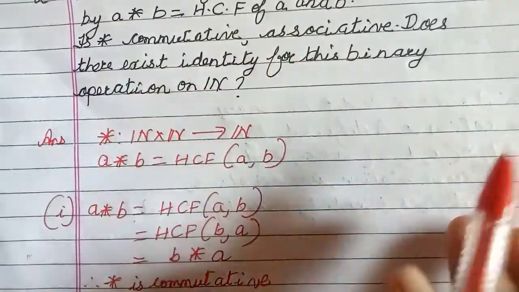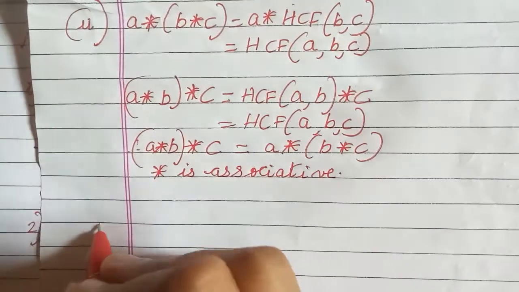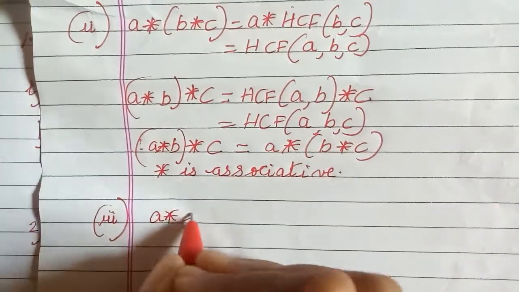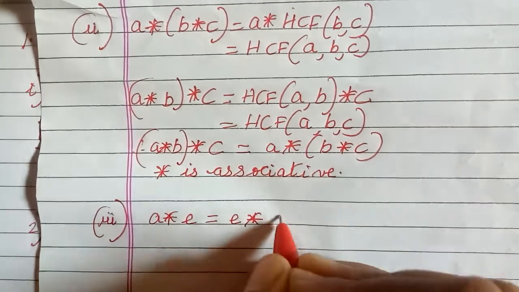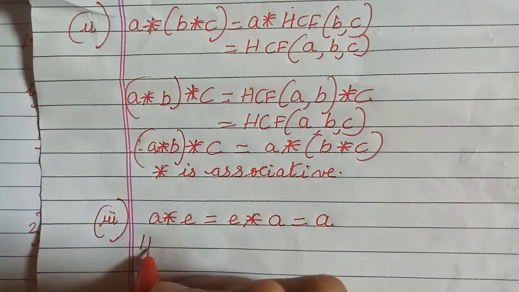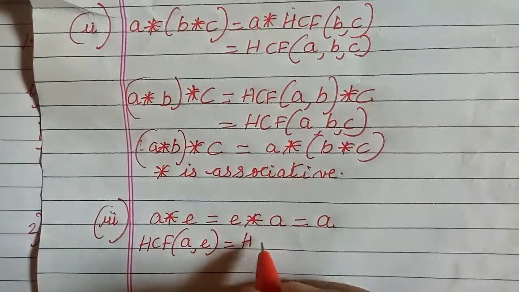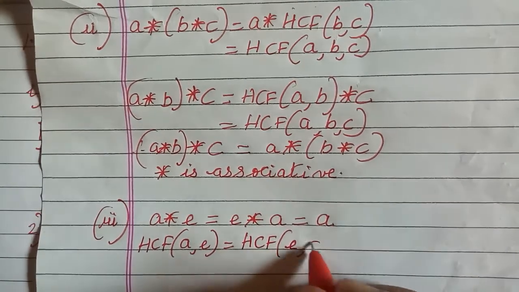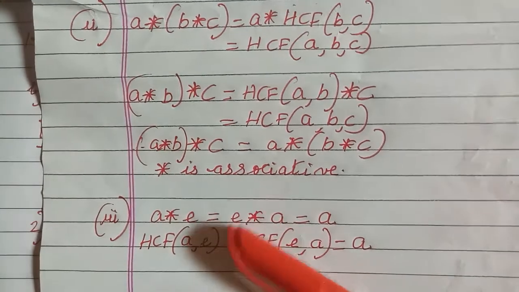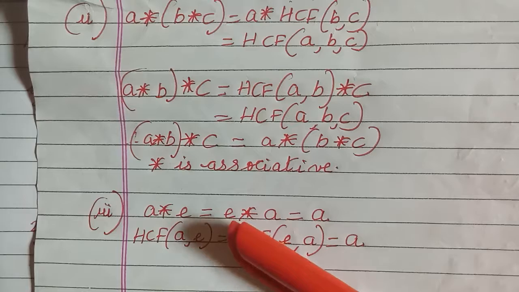Now the third part of the question: does there exist identity? It is clear that not all binary operations will have identity, right? So I have A star E is equal to E star A is equal to A. That means HCF of A comma E should be same as HCF of E comma A is equal to A. Now forget about this center part. HCF of A and E will be A.